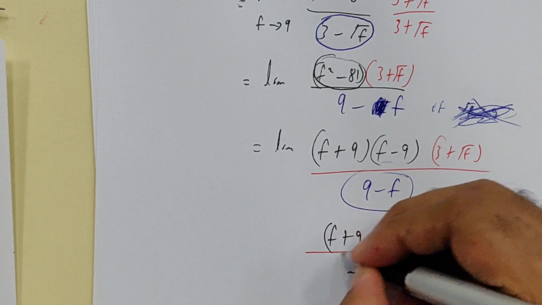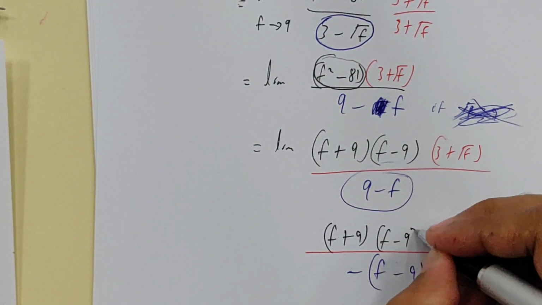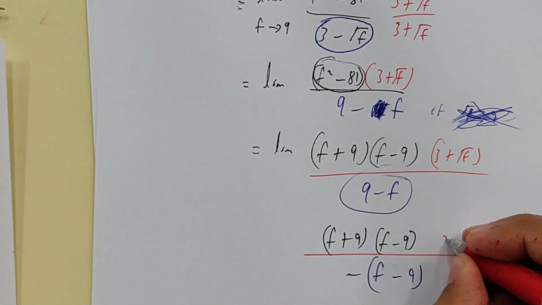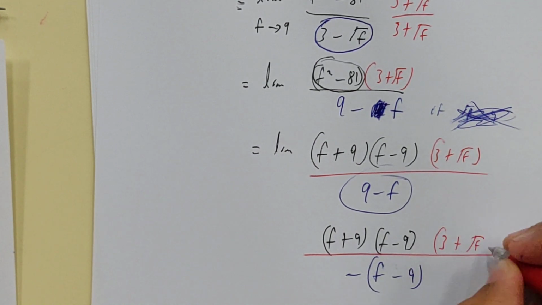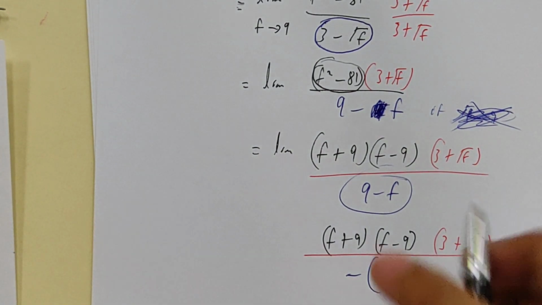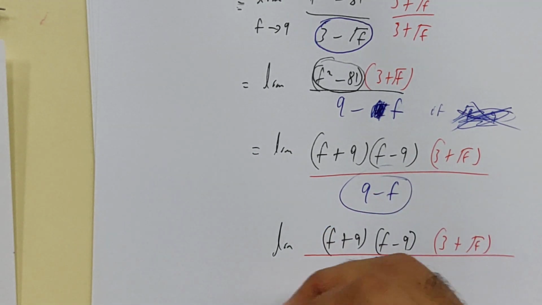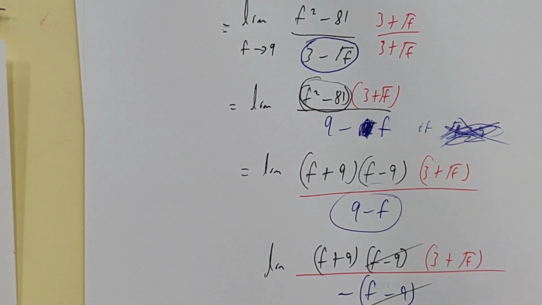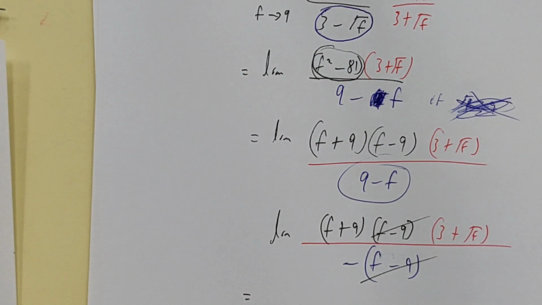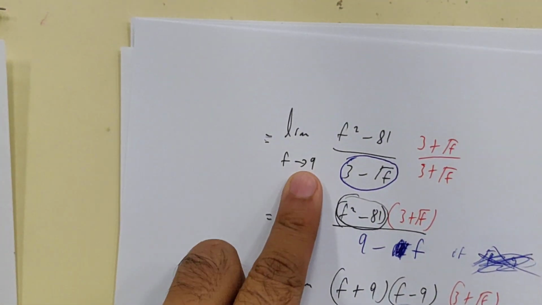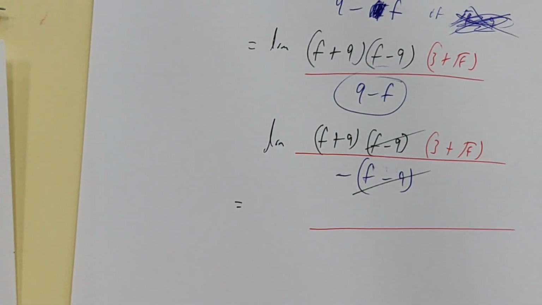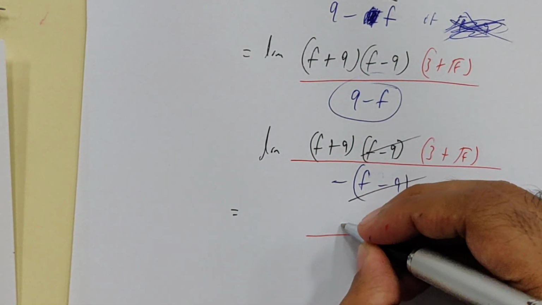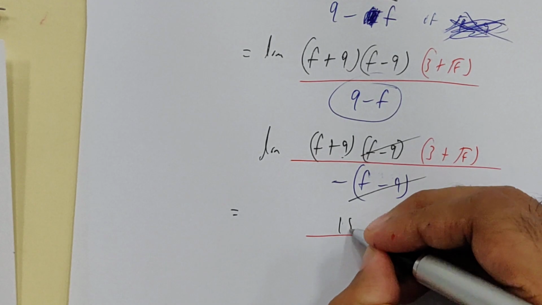So f plus 9, f minus 9, 3 plus third f, limit. What should I do now? Simplify. What and what? Okay, very good. Once you simplify, actually you can substitute straight away. I want to substitute 9. So don't waste your time too much. This one here you got yourself 18.